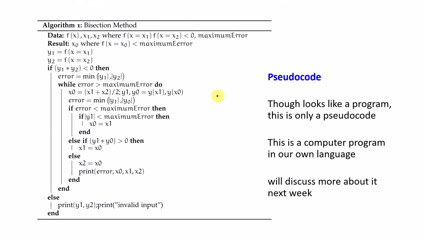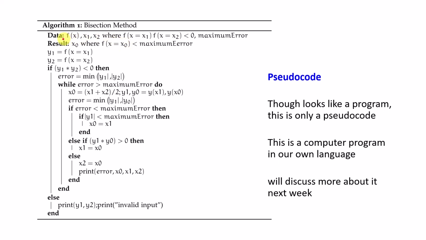Here what you see is a pseudocode for the bisection method. We have not discussed pseudocode yet. It is coming next week. So don't worry about it if you don't know what it is. But essentially, this is a computer program written in our own language. This will not run on a computer. This is for our own understanding.